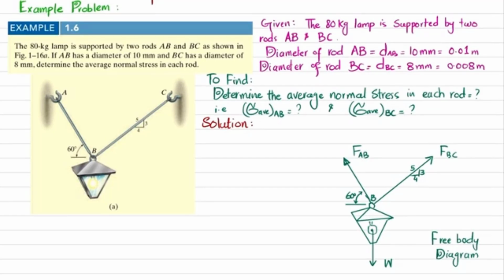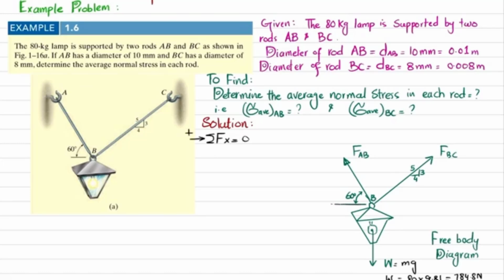The first step is that this weight is acting downward, and weight is equal to mass into g. Mass is given as 80 kg and g is 9.81. When you solve this, the weight acting downward will be equal to 784.8 Newton. Now we will apply the equations of equilibrium. The first equation of equilibrium is that the sum of all forces along the x direction must be equal to 0, and force toward the right is taken as positive.